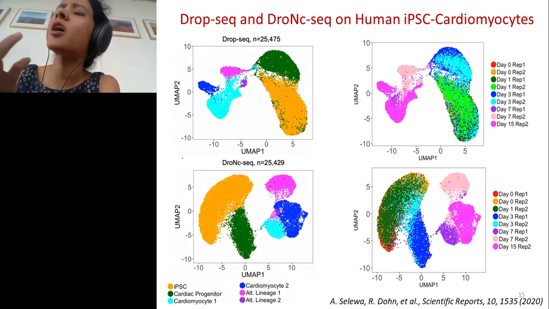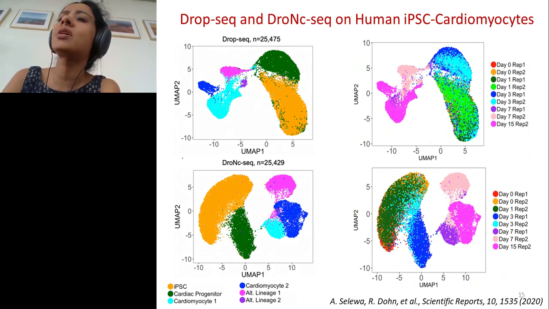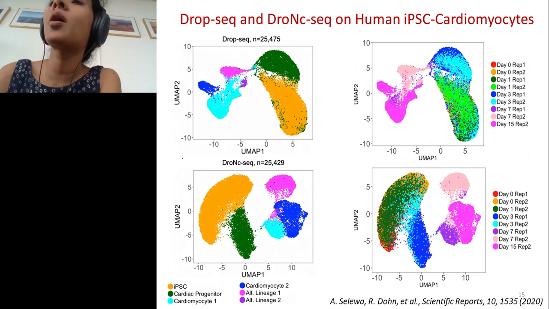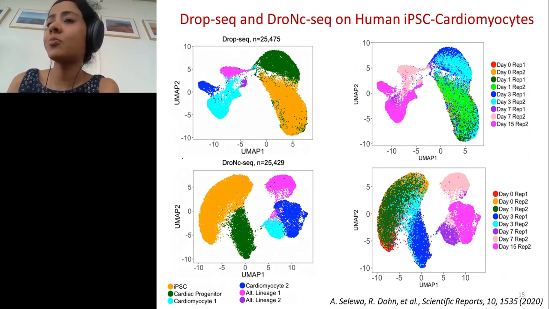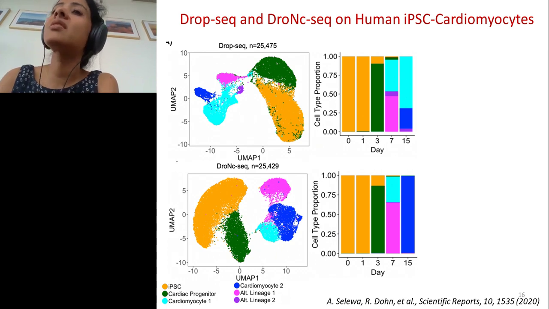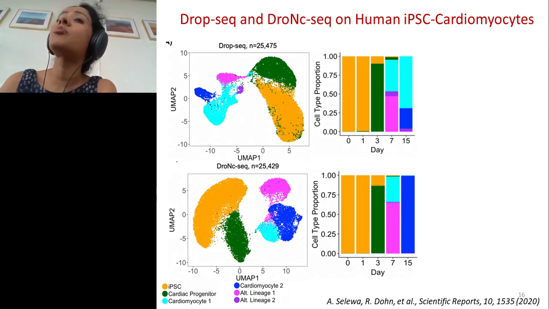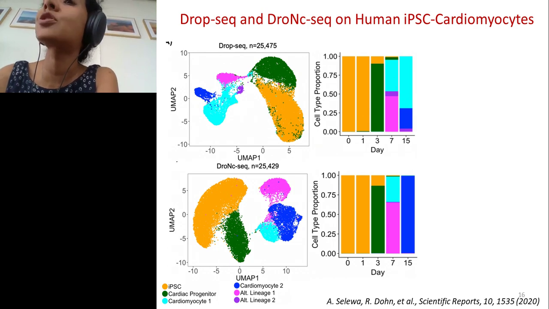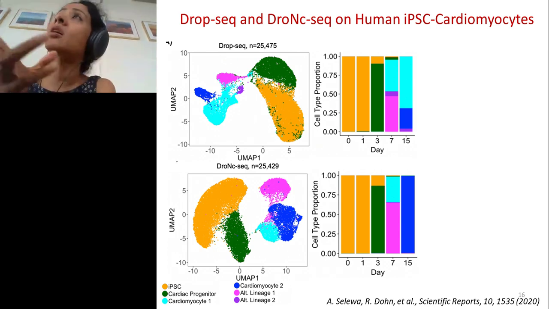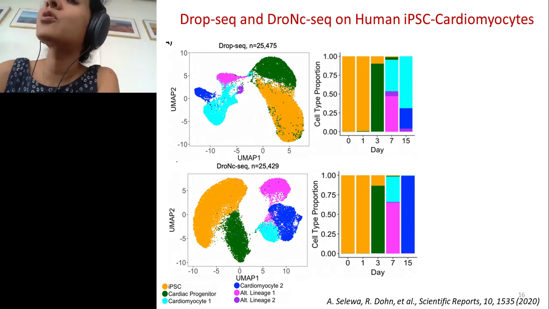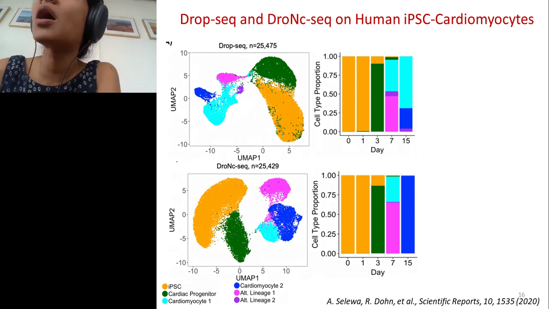there are different types of cardiomyocytes, subtle variations in cardiomyocytes that are generated by this differentiation protocol. We also see that these two techniques are pretty good in capturing the fraction of cells in each of these time points. And that was also very gratifying to see.